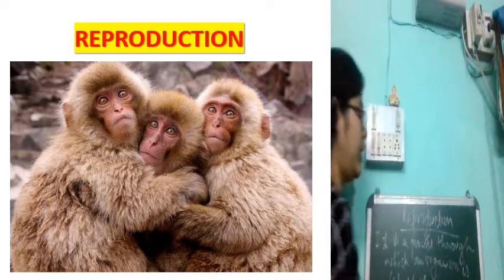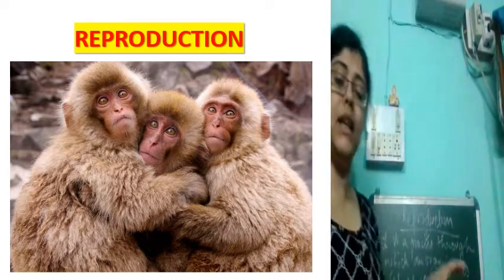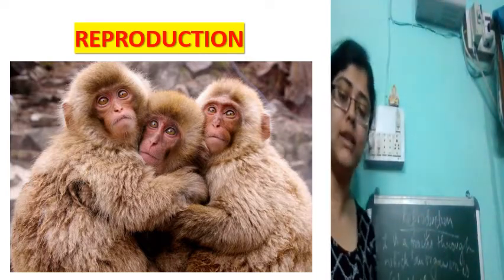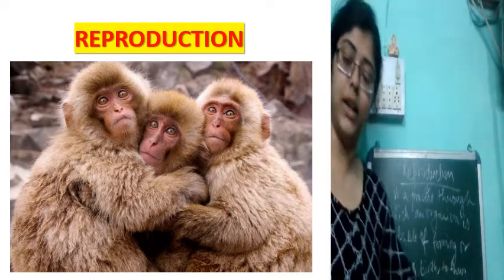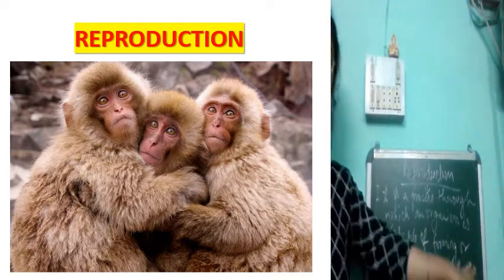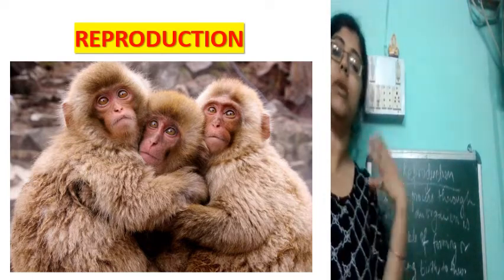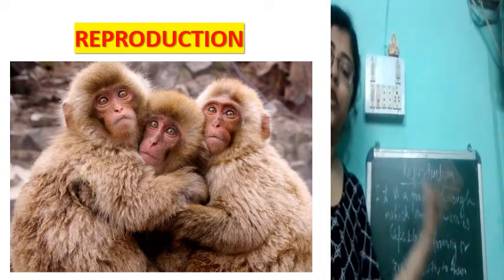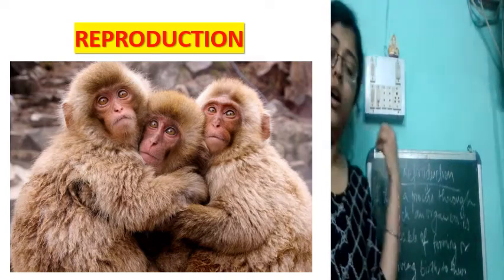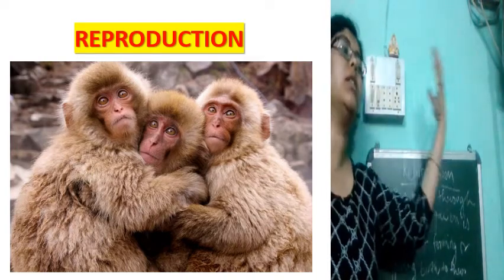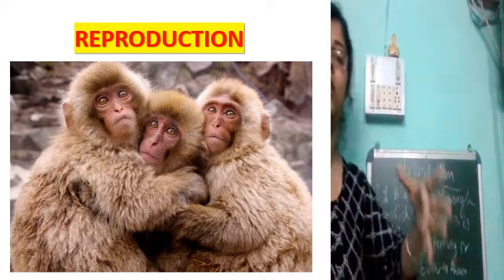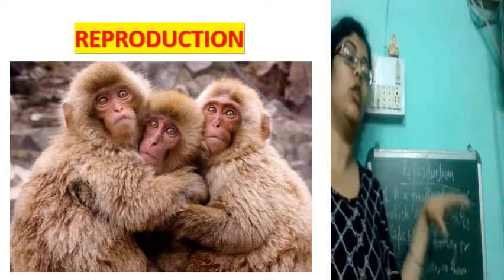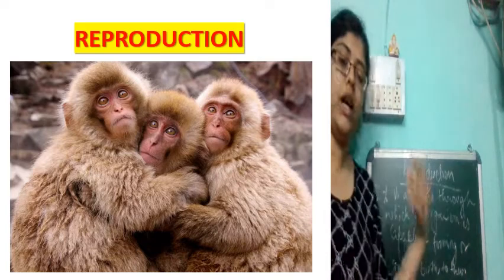In this process an organism is capable of producing their own kind of organism, their own kind of species. If I am a human, I can only reproduce human organisms. If someone belongs to the monkey family or the butterfly family, they can only reproduce their own kind of species.